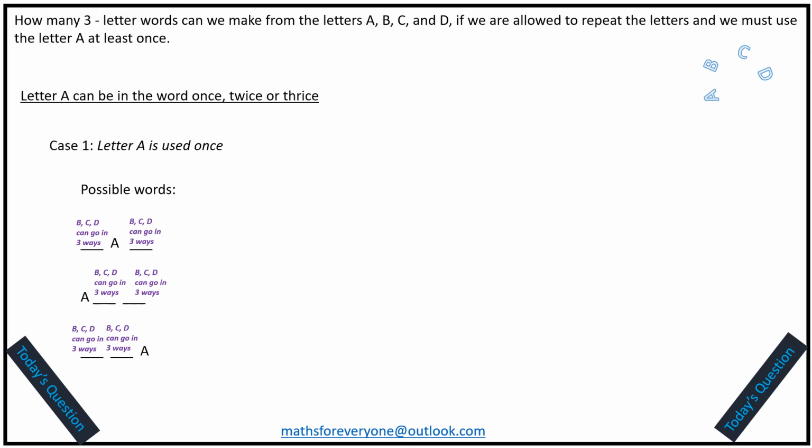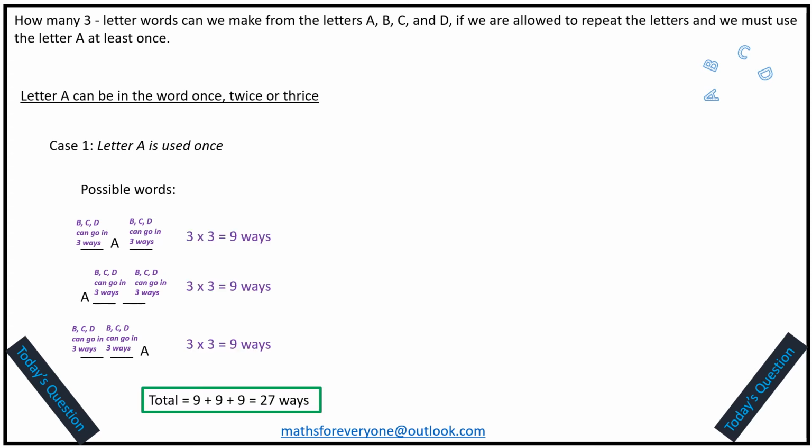I started off with case 1, so I'm going to build cases. Case 1 is where letter A is used once. If the letter A is used once, the first place can be taken by B, C, and D in three ways, and the last place can be taken by B, C, and D also in three ways. All of these places can be occupied by B, C, and D in three ways. But why is it three? Because repetition is allowed, so we can repeat the letters. You can have a B on the second place and a B in the third place. So there are three ways for each, 3 times 3 is 9 ways, so each of these is 9, and the total is 27 ways. So if the letter A is used once, there are 27 ways you can form a word.